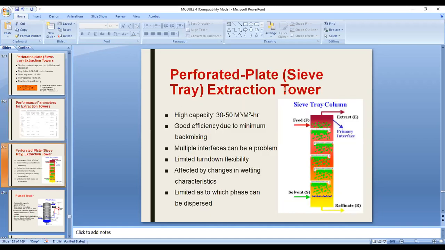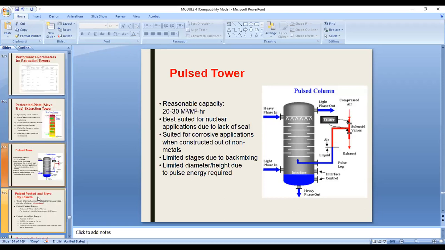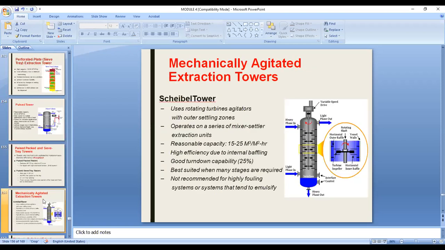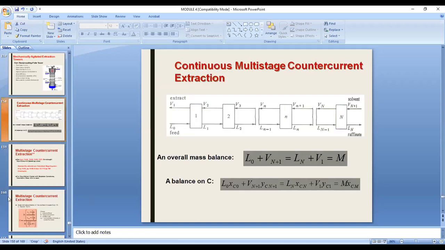Now, these are the other types of extraction towers. I leave that to you to read. Anyway, I've shared the slide to you. And I failed to mention a while ago that for extraction, I gave you a separate set of solved problems for extraction. But for the other topics, distillation, it's on the PowerPoint presentation. We have this. Just read on that so that we can save time.